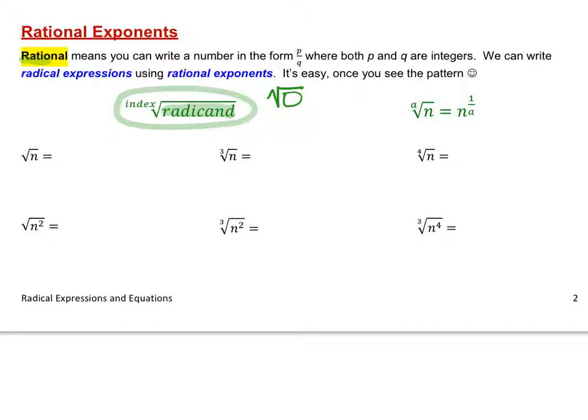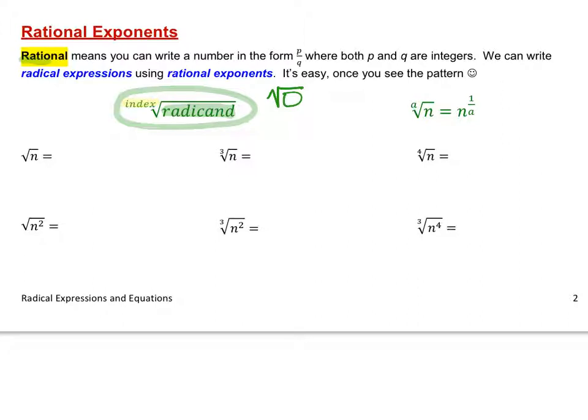Now, there's another number that is called the index, and the index is the root that you're taking. What does that mean? You could be taking a square root, and that means that you have an index of 2. You could be taking a cube root, and that means you have an index of 3. You could be taking the fourth root, and that means you have an index of 4, and so on.